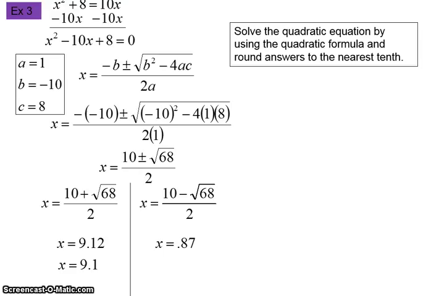Now if we round to the nearest tenth, that means we want one number after the decimal. So you'll get the answer is 9.1 and the answer is 0.9.